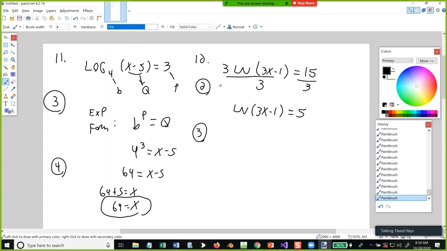Step 3, rewrite it in exponential form. So we need to identify our b, p, and q. Since this is ln, our base is e. This is q. And the right side is our p. So our exponential form is b to the p is equal to q. B was e, p was 5, and q is 3x minus 1.